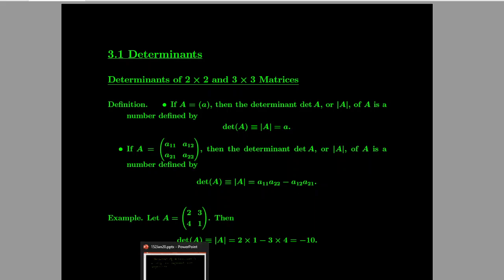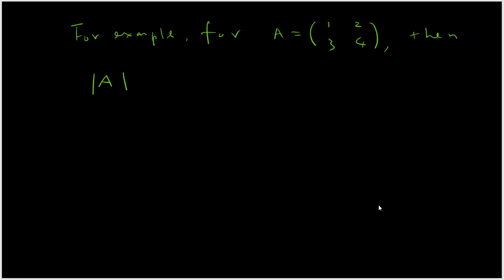I will show you what I mean using some particular examples. For example, 2x2 determinants. Maybe for the matrix A, I give you a 2x2 determinant. A is a 2x2 matrix. So now let's say 1, 2, 3, 4. And then we use this notation to denote the determinant of the matrix A.